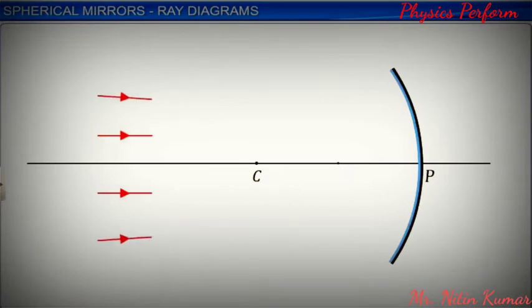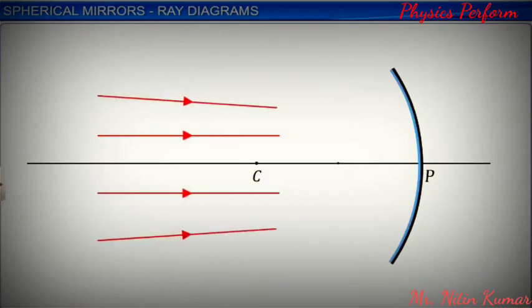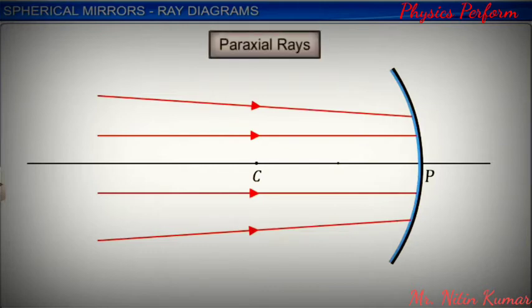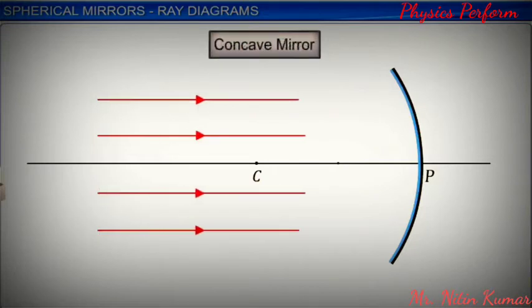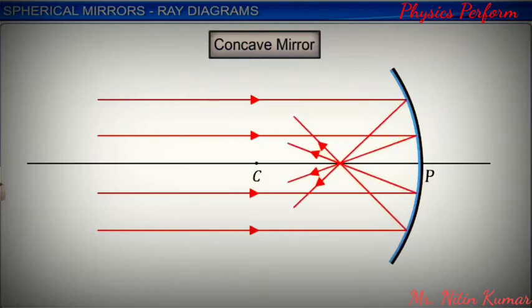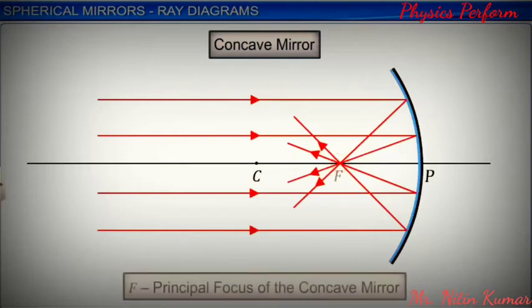If rays of light from an object make small angles with the principal axis and are incident at points close to the pole, the rays are called paraxial rays. Paraxial rays parallel to the principal axis after reflection from a concave mirror converge to a point on the principal axis. This point of convergence is called the principal focus of the concave mirror.